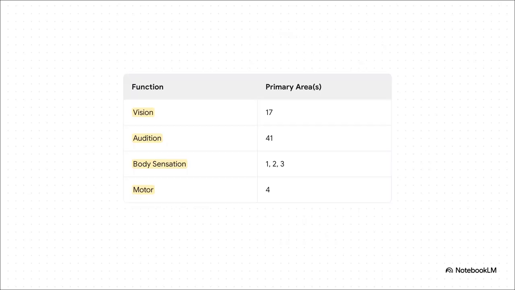And what is just so incredible is that this map he made based on cells, it lines up almost perfectly with function. Let's just walk through this table, it's fascinating. So for vision, the main primary processing happens right in area 17.